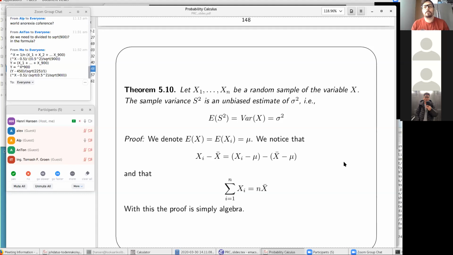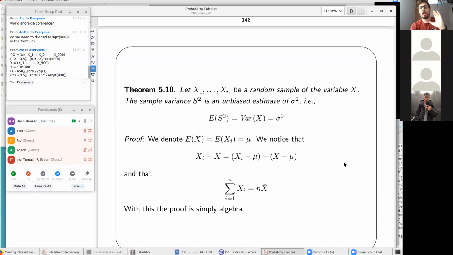So first of all, the important part here is that if we have a random sample of a variable x, the sample variance is an unbiased estimate of the variance of x. And by unbiased estimate, we mean that the expected value of this random variable is the variance. It's harder to talk about the variance of the sample variance. We'll talk about it a little bit. We will derive a distribution for it.